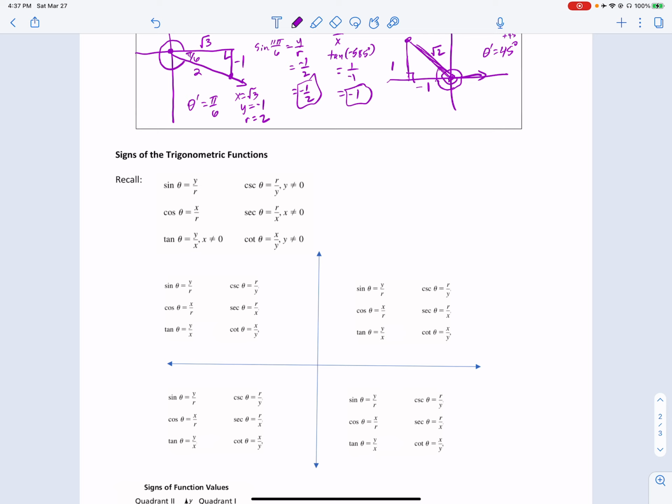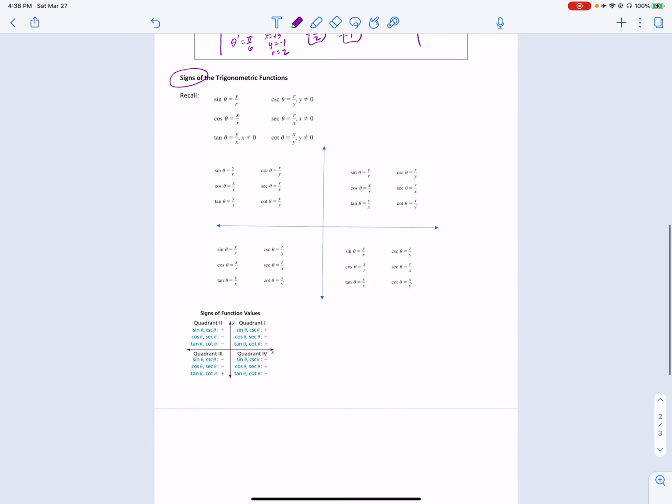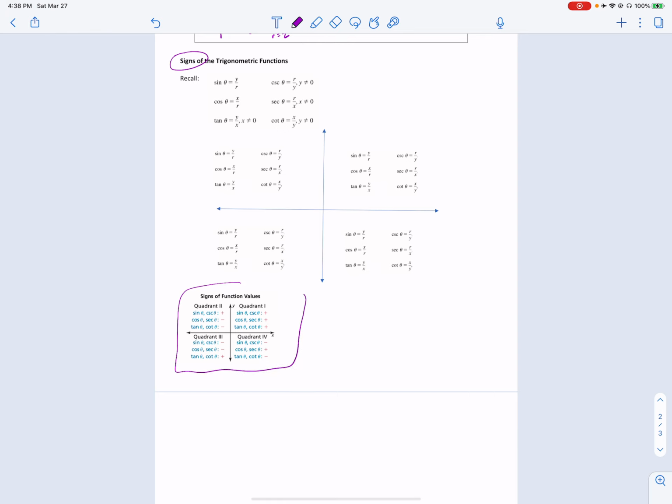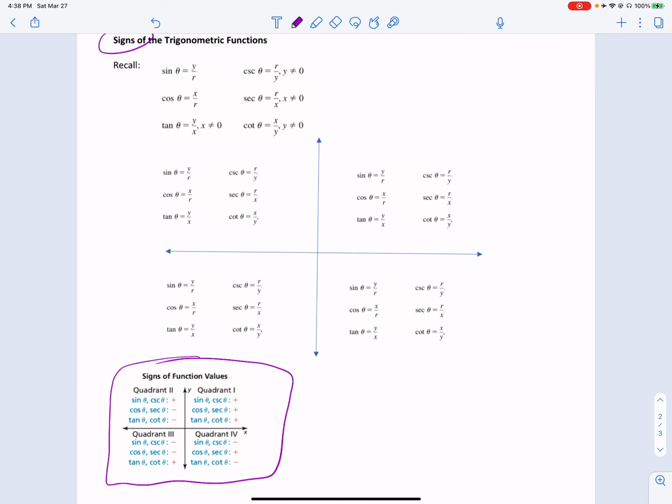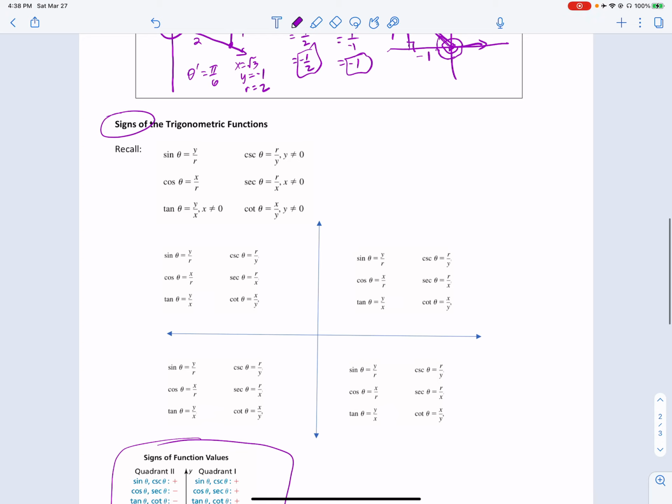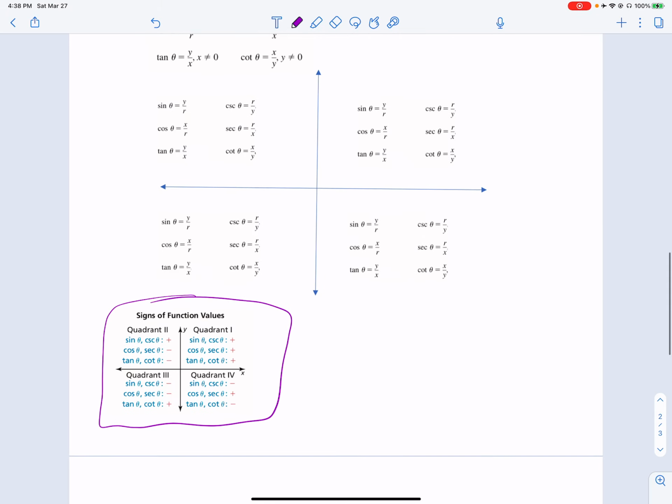Now, the signs, S-I-G-N-S, pluses and minuses of the 6 trig functions, I want you to think about the values. We have a summary at the very bottom that you want to know, but you really want to just know how they are developed. And I said that the radius is always going to be positive. That's just a fancy way of saying r will always be positive. So it really has to do with the quadrants.